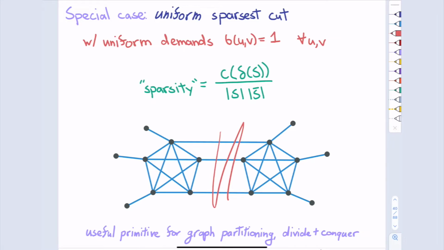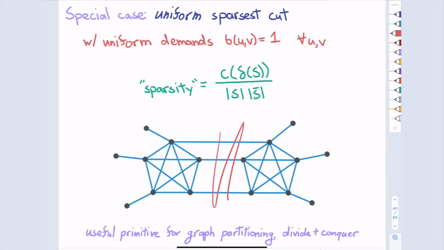If you look at the denominator of the sparsity, S times S-bar, that's always maximized when S and S-bar have roughly the same size. So we are trying to split the graph and delete few edges, but also try to keep it balanced at the same time, per this ratio. And that's the idea of this problem.